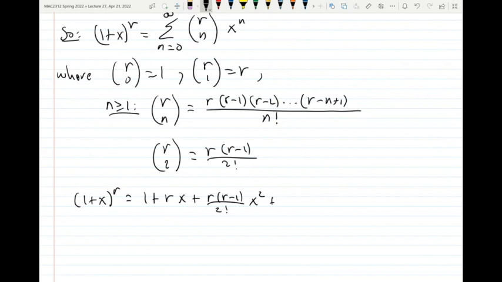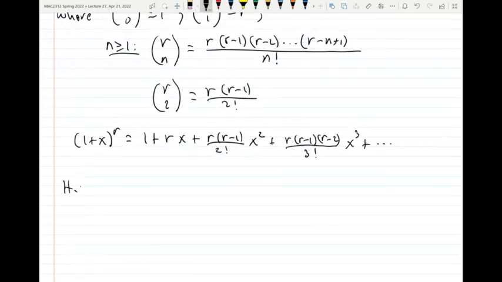Who can tell me what's the coefficient of x cubed? I have an x cubed here. What comes in front? r times r minus 1 times r minus 2 over 3 factorial. So you stop 1 less than the power. Okay? So what you subtract in the r, you stop 1 less than the power, and then you do x cubed, and so on. Okay?